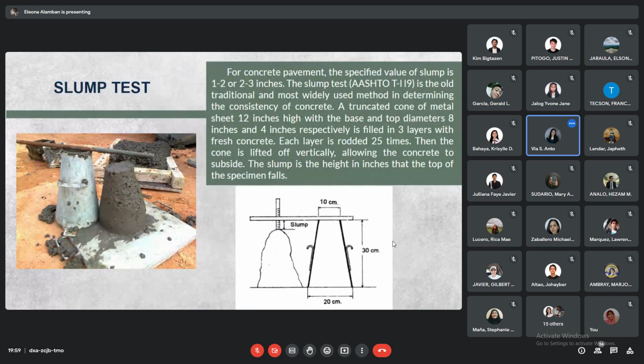Next. So, the test that needs to be conducted is for concrete pavement, the specified value of slump is 1 to 2 or 2 to 3 inches. The slump test is the old traditional and most widely used method in determining the consistency of concrete. A truncated cone of metal sheet 12 inches high with the base and top diameters 8 inches and 4 inches respectively is filled in 3 layers with fresh concrete. Each layer is rodded 25 times. Then the cone is lifted up vertically, allowing the concrete to subside. The slump is the height in inches that the top of the specimen falls.